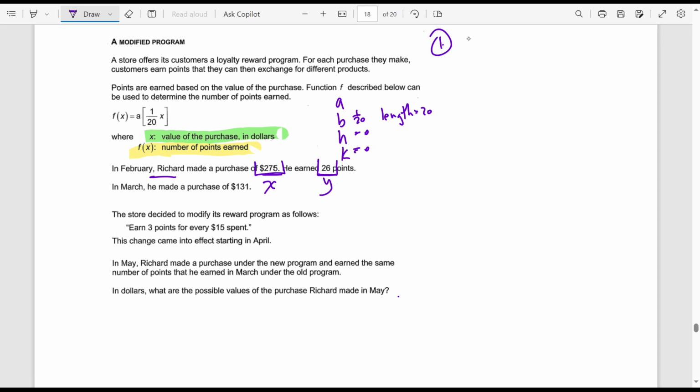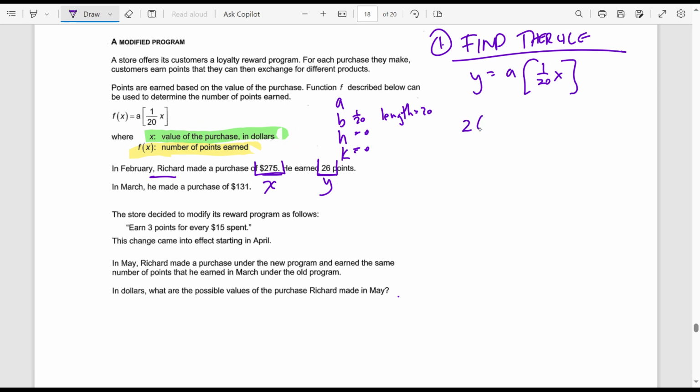So, step 1, let's find the rule. We know right off the bat 1 over 20x. The 275 and 26 are paired together. We haven't had that kind of situation before. So what we can do is plug in 26 on this side. A is unknown, 1 over 20 is the B value, and the X is going to be 275. So we're trying to solve for A.